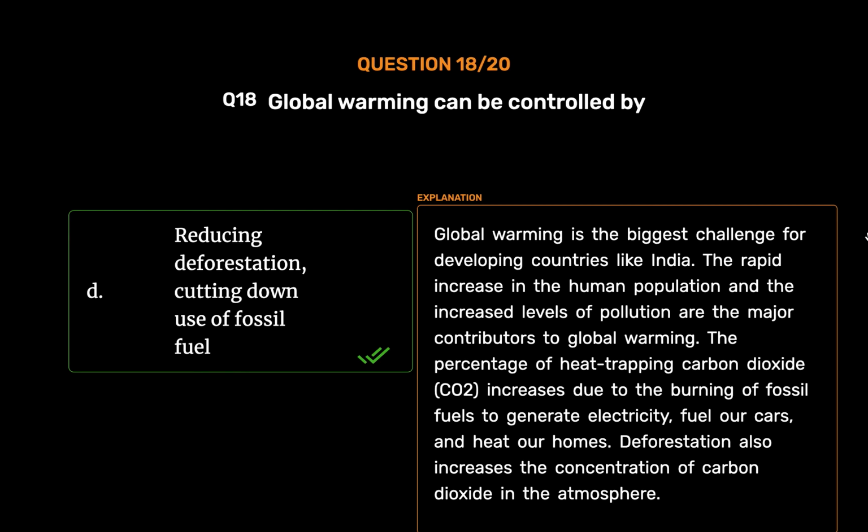Global warming is the biggest challenge for developing countries like India. The rapid increase in the human population and the increased levels of pollution are the major contributors to global warming. The percentage of heat-trapping carbon dioxide (CO2) increases due to the burning of fossil fuels to generate electricity, fuel our cars, and heat our homes. Deforestation also increases the concentration of carbon dioxide in the atmosphere.